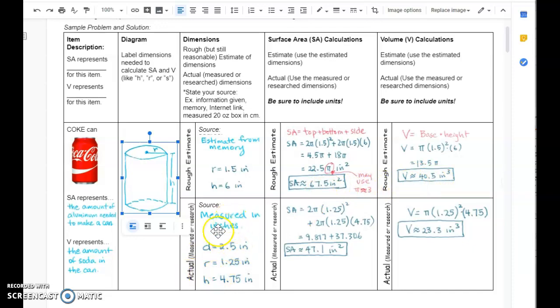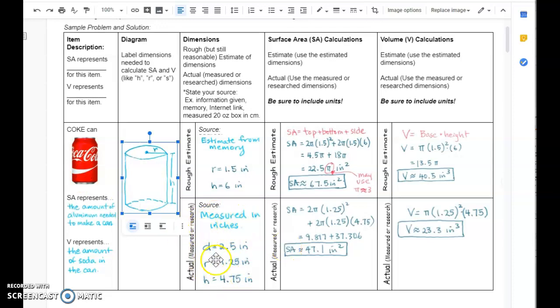Then I found the dimensions by actually going to my can and measuring it. This is not one of the problems, so you do not need to measure it. But when I actually measured it, these are the measurements that I got. And the source is measured in inches. If it was an ambiguous case of different size of cans, then I might say, oh, this was a 12-ounce can, and I might include that here as well.